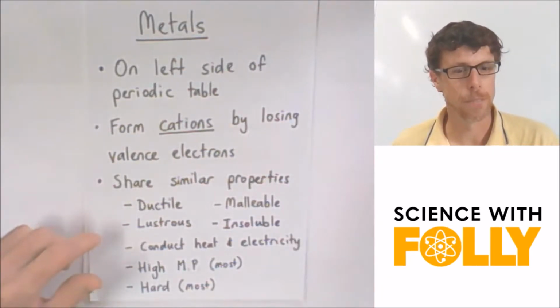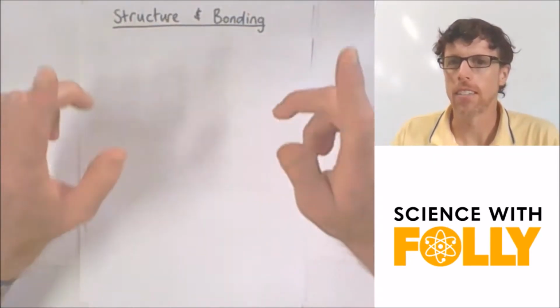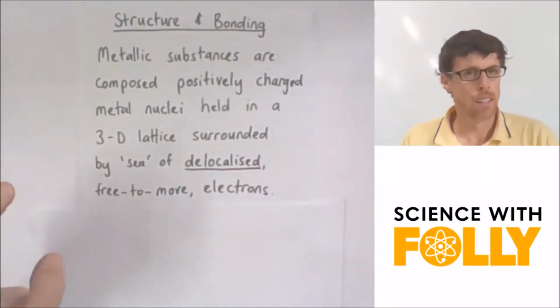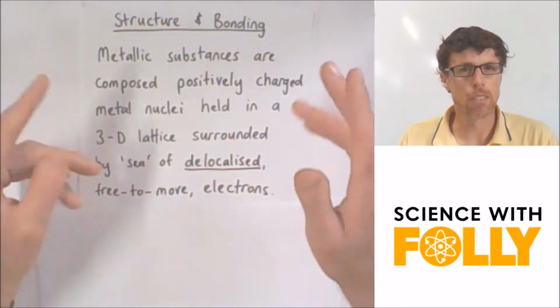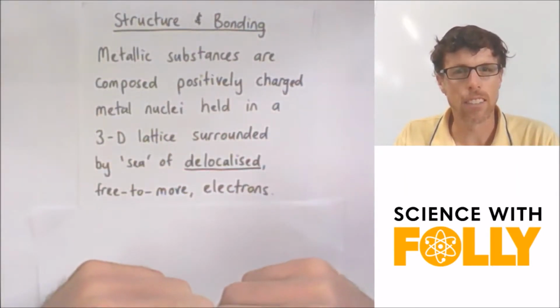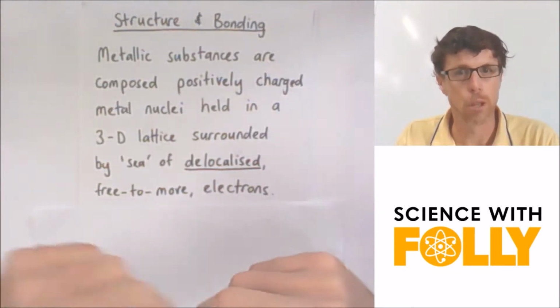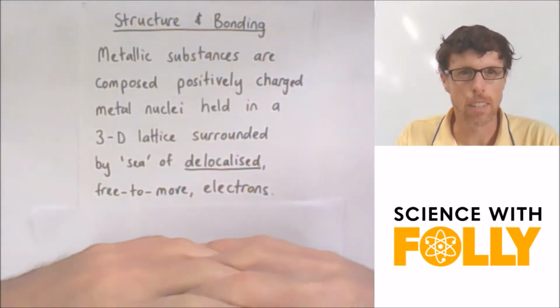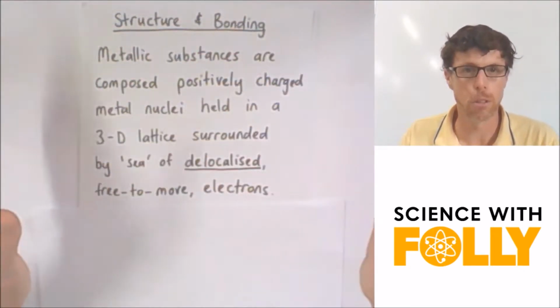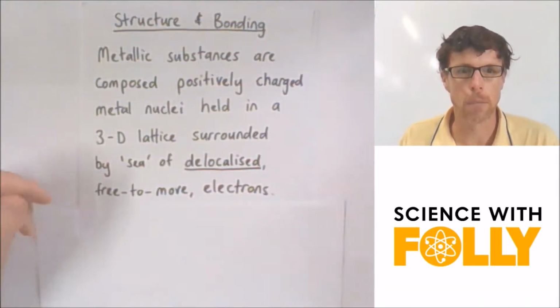The key thing we have to learn about today is how the structure and bonding of metals affects their properties. So, metallic substances are composed of positively charged metal nuclei held in a 3D lattice, you've heard that word before, surrounded by a sea of delocalized, free-to-move electrons. Some new words there, but try and learn what they mean.